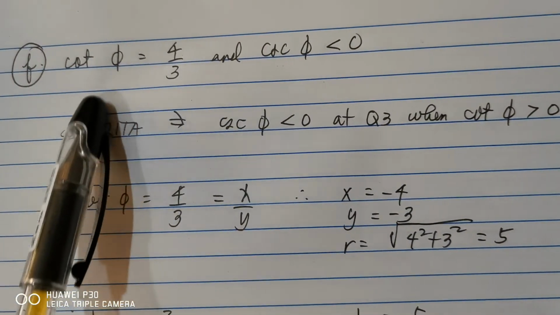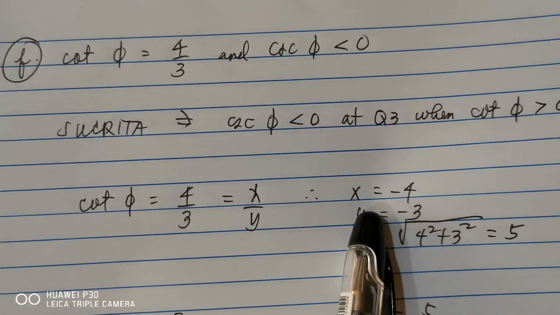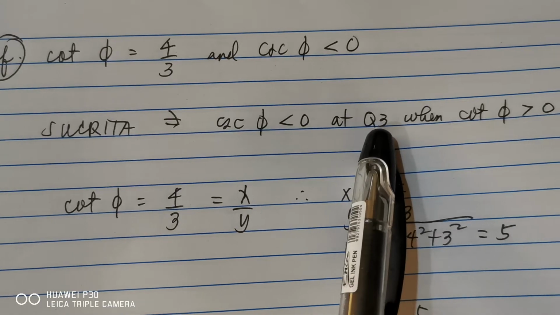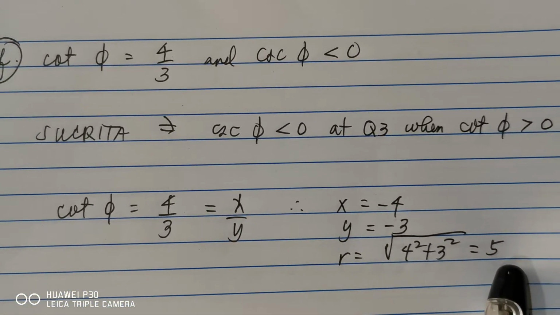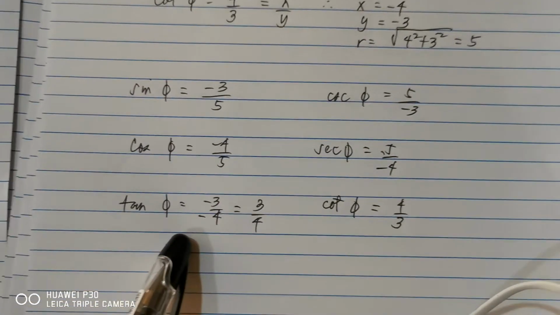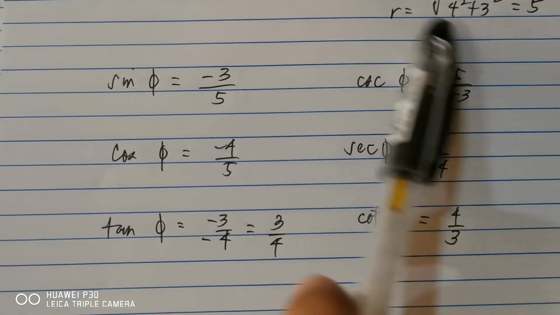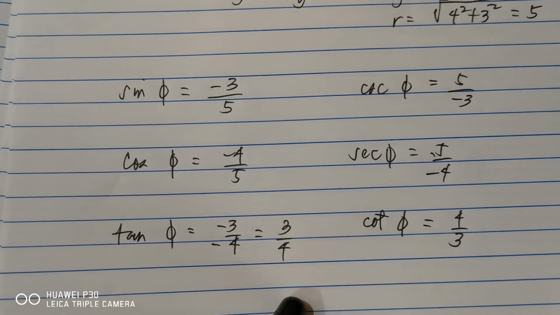So using this function again, which is defined as x over y, x is negative 4 and y is negative 3 because we are in quadrant 3. By the Pythagorean theorem, r is equal to 5. Since we already have the values of x, y, and r, it would be easy for us now to substitute in our definitions of the 6 trigonometric functions.